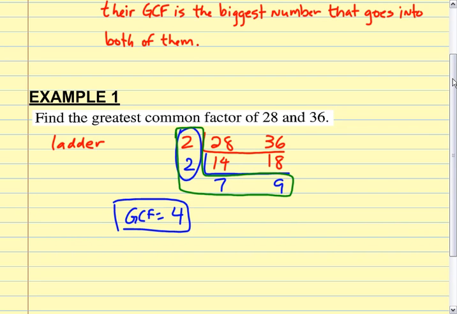Oh, time's almost up. Go ahead quickly. 7 times 9 is 63, times 4 is 252. Least common multiple, 252. Done.